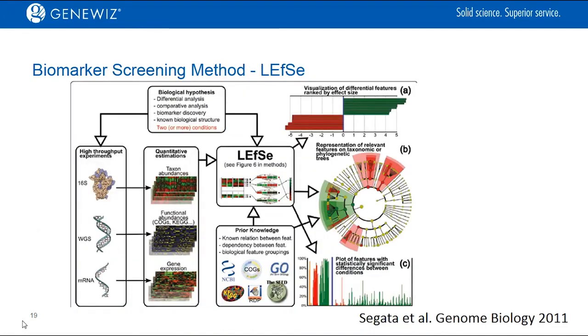LEFSE is a published method for metagenomic biomarker discovery by way of class comparison, test of biological consistency, and effect size estimation. This addresses the challenge of finding organisms, genes, or pathways that consistently explain the differences between two or more microbial communities. So here's a high-level workflow of how this method works.